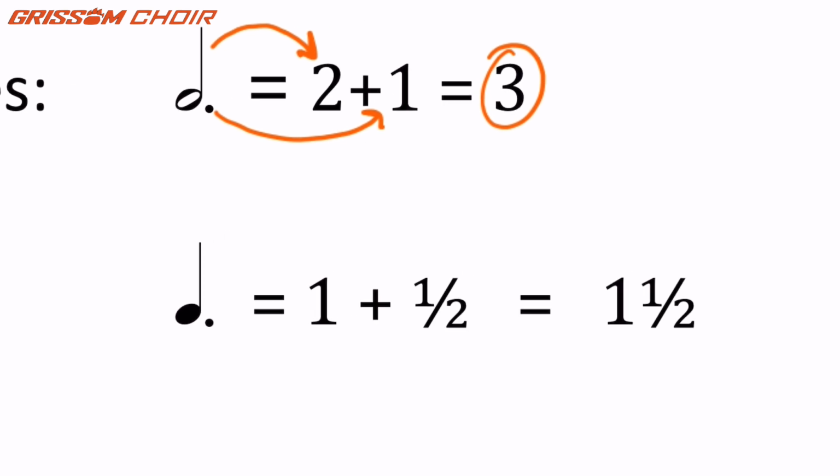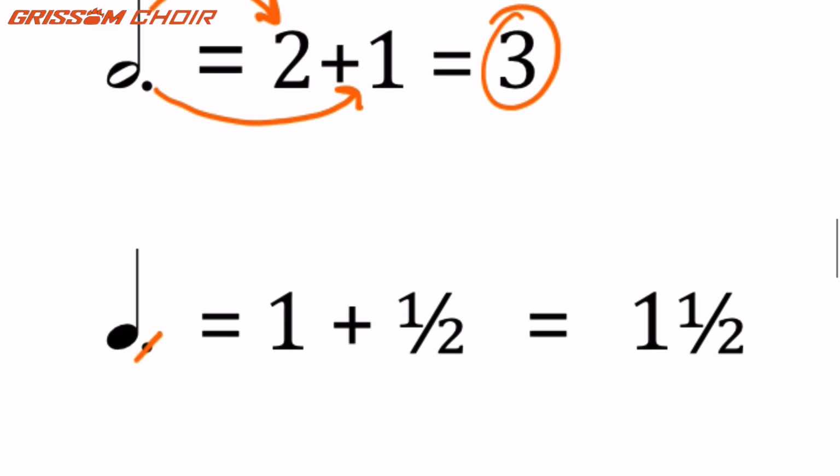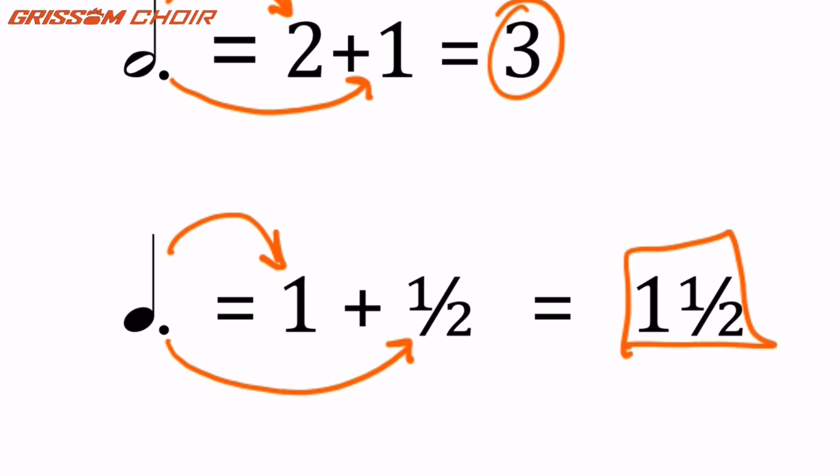Going over to the example right below it, its bass note is a quarter note. So the quarter note will get 1 count. But it's not just a quarter note, it is a dotted quarter note. The dot will add half back to it. So what is half of 1? That is a half. So we must add 1 plus 1/2, and that will equal 1.5.